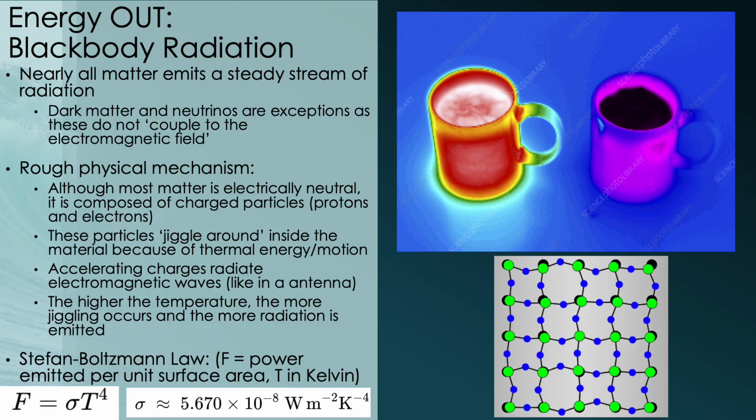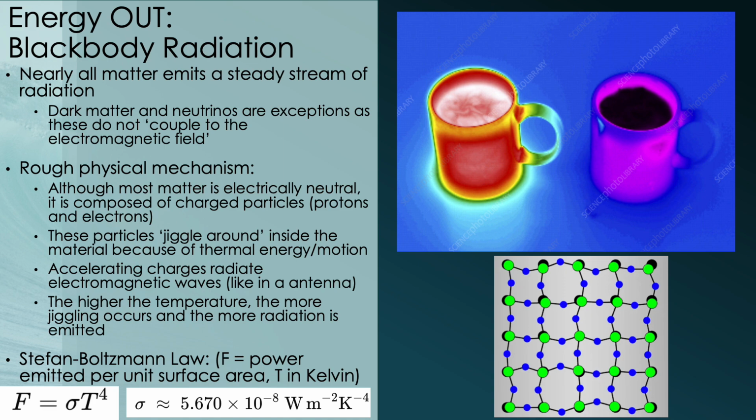This is like how an antenna works. In an antenna, you have a current going up and down the antenna. Those are moving charges, and that emits radio waves in that case. So in the case of blackbody radiation, you have these particles moving around randomly, throwing off random waves all the time. And there's a very important formula at the bottom, the Stefan-Boltzmann law, that says the energy emitted by blackbody radiation per surface area is F equals sigma times T to the 4th power.